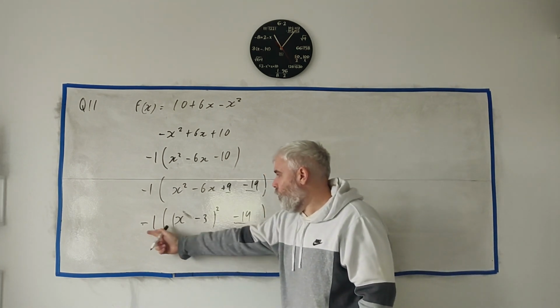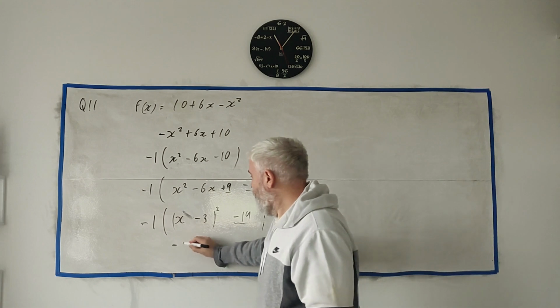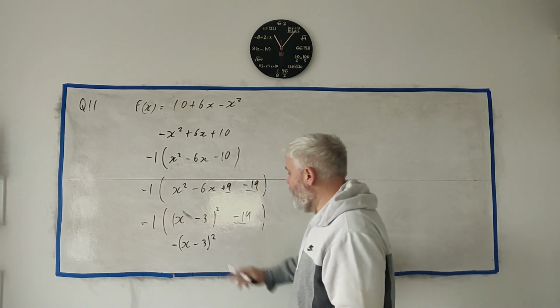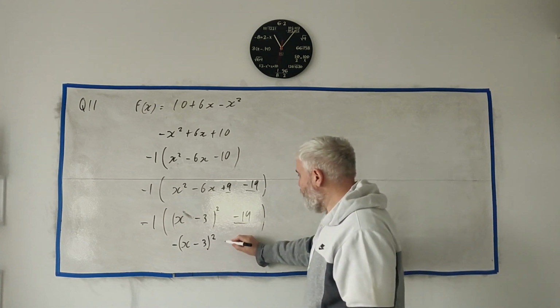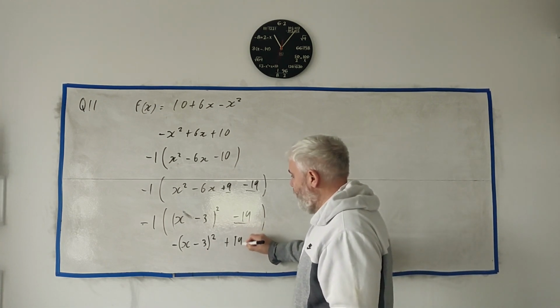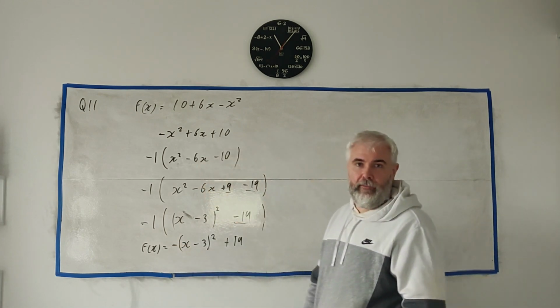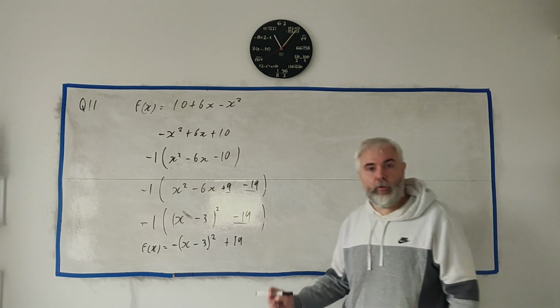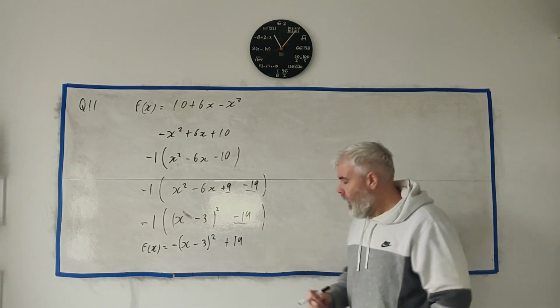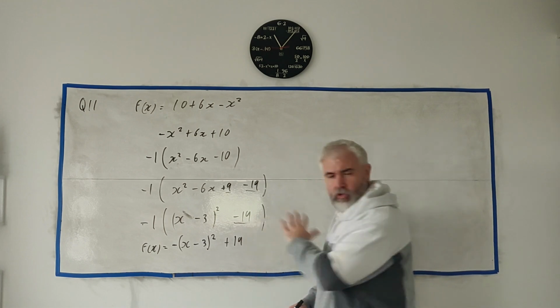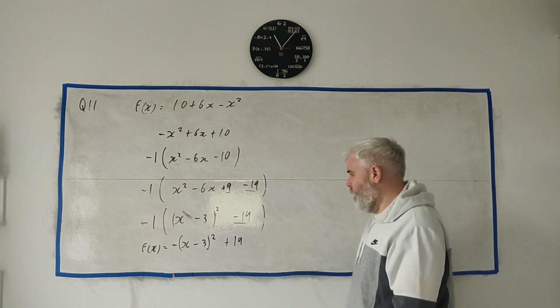You can leave it like this, or you can multiply minus 1 back in, and we get minus, outside this bracket, minus x minus 3 squared, plus 19. And remember, this is f(x) still. This is some function f(x). Now, how does that help us tell you the range? So you can get the range just by looking at this now. But I'll draw a few pictures just to make it clearer.